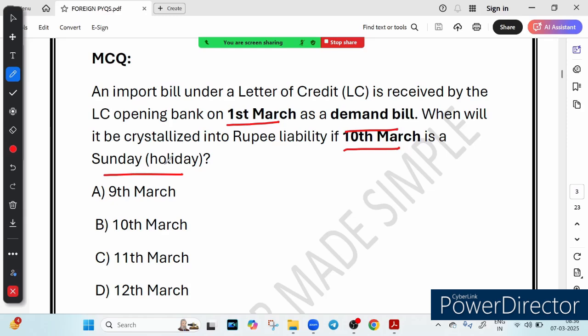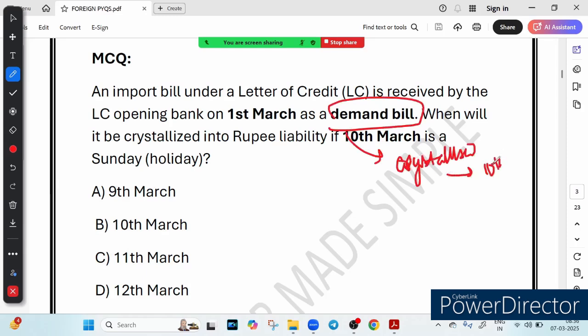So option number A, 9th March. This option says that the bill will be crystallized on 9th March. However, the rule is that demand bills are crystallized on the 10th day. What is the rule? That demand bills are crystallized on the 10th day from when they are received. So this does not fit.